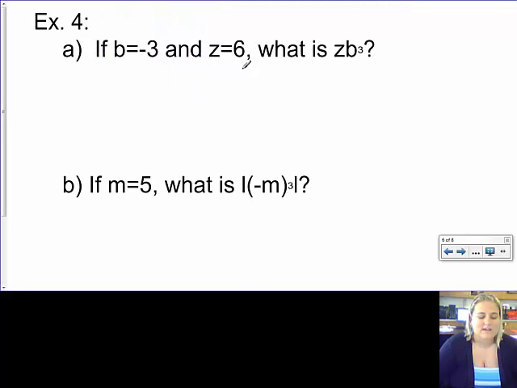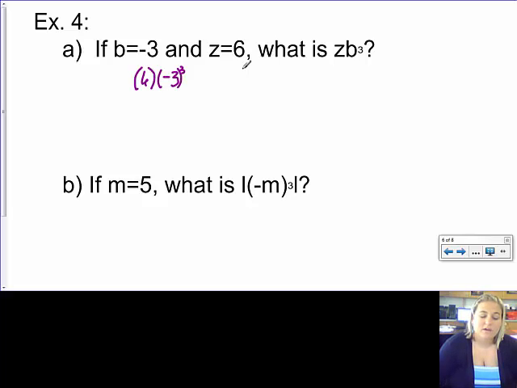This is just a fancy way of saying evaluate the expression using these variables. So it says if b is -3 and z is 6, what is zb to the third? So I'm going to just substitute like I have been. Instead of z, I'm going to put 6. Instead of b, I'm going to put -3, and that's to the third power. Whoops, don't forget those parentheses, it'll change your answer.